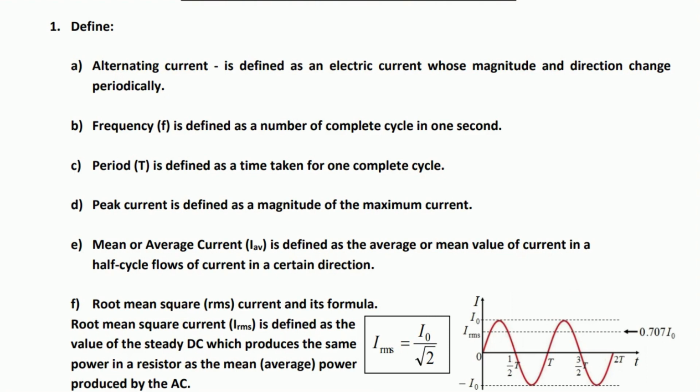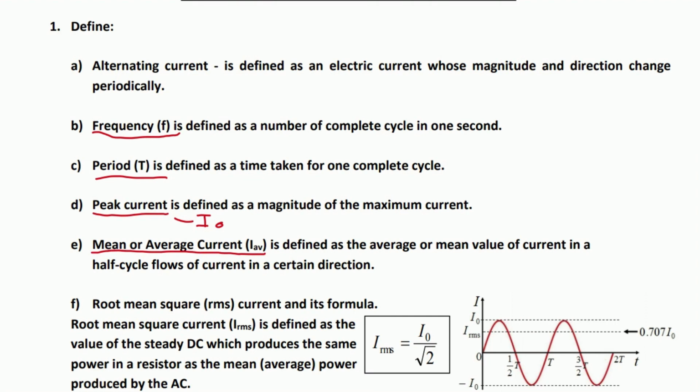Frequency f is defined as the number of complete cycles in 1 second. The period T is defined as the time taken for one complete cycle. Then we have the peak current, I naught, which is defined as the magnitude of the maximum current. Then we have the mean or average current.